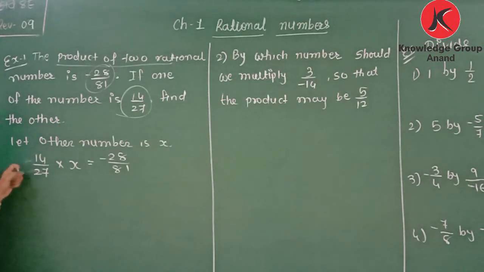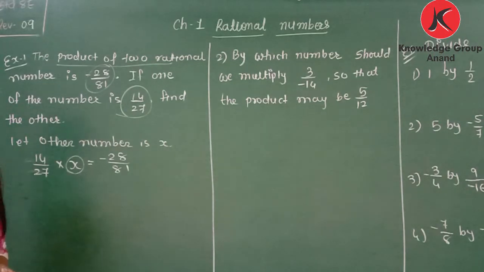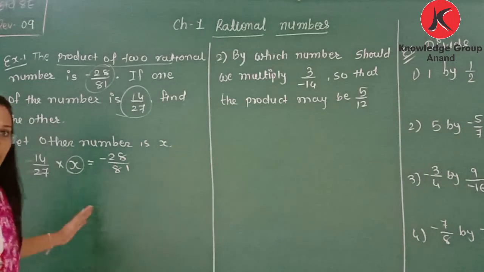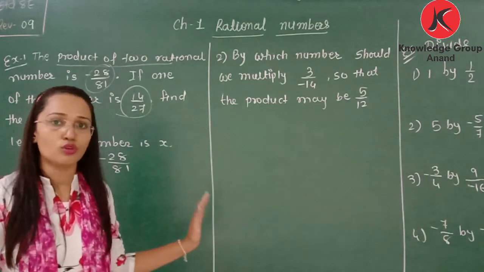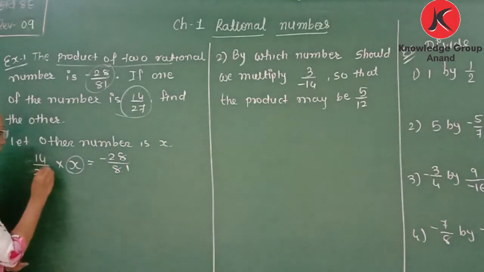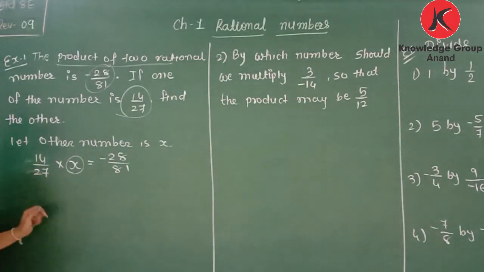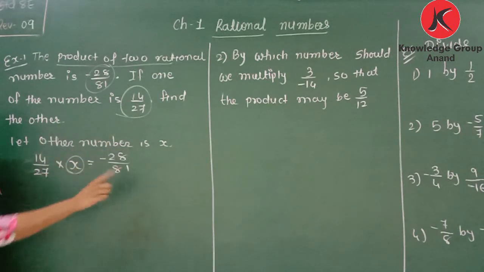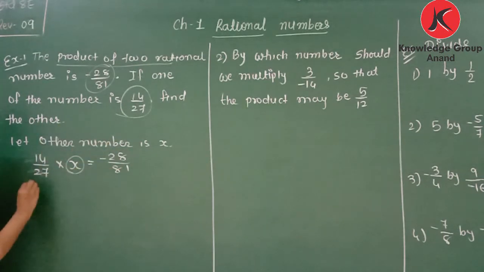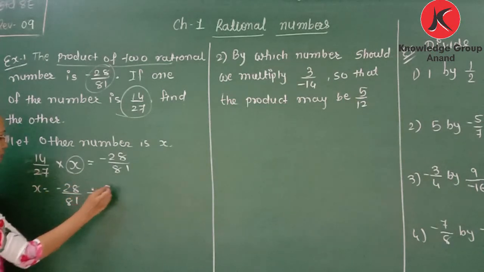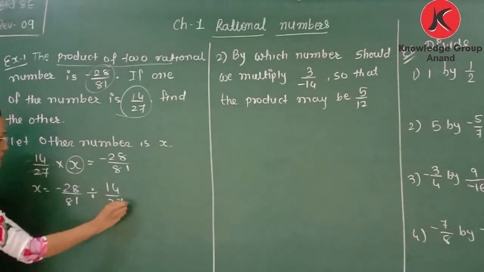Now if we want to find this unknown x, what we performed in chapter number 2, simple equations: if there is a multiplication on the left hand side and we want to find the unknown, on the right side it becomes division. So here 14 by 27 is in a multiplication. So we will take this 14 by 27 from the left side to the right side, it becomes division. So x will be minus 28 by 81 divided by 14 by 27.